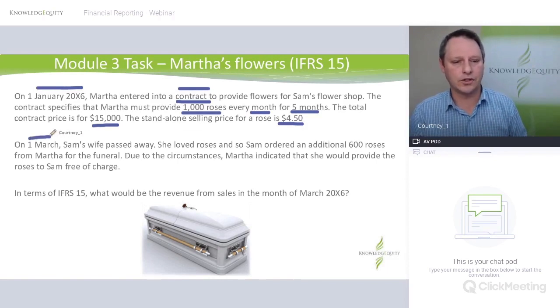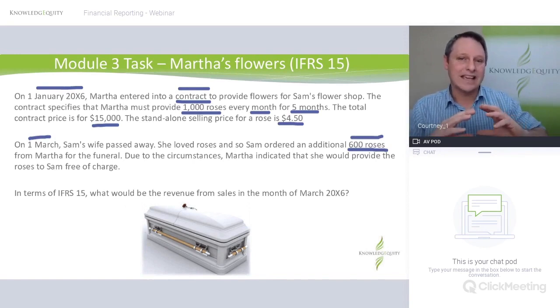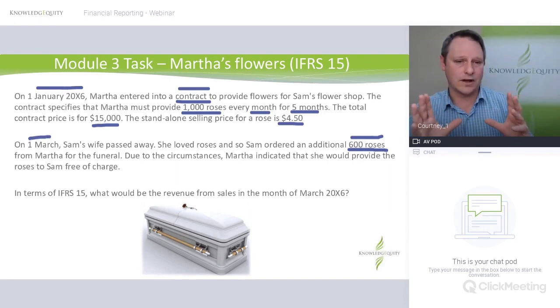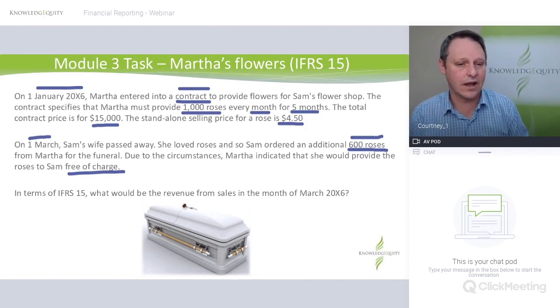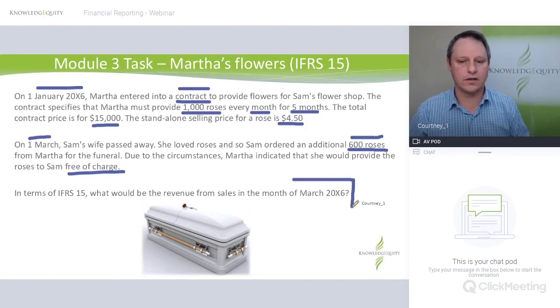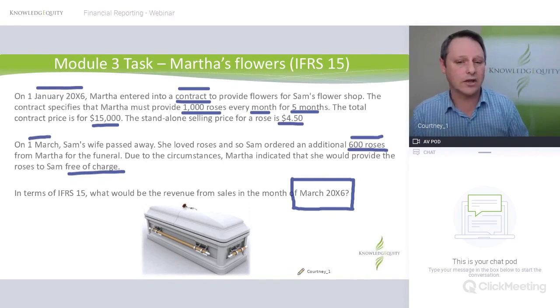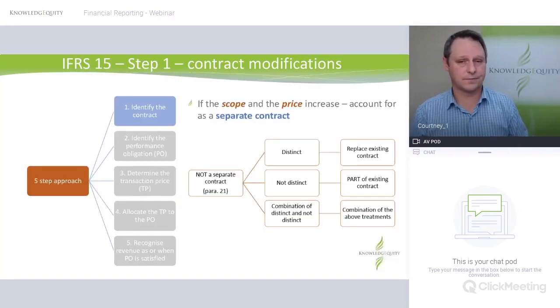Now, things change on the 1st of March when Sam's wife passes away. She loved roses. An additional 600 have been ordered for her funeral. So what we've got here is a change in the scope of the contract from 5,000 roses to 5,600. But these roses are being provided free of charge, so they are not going to change the price. Therefore, we have to consider that in step 1 and how we deal with this variation. So the key question here is, what happens for our revenue recognition for the month of March?